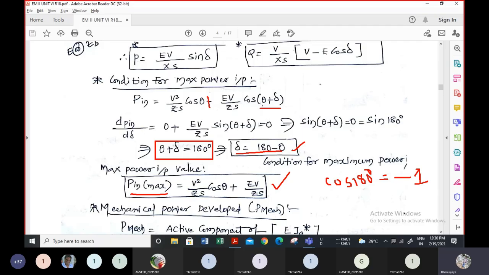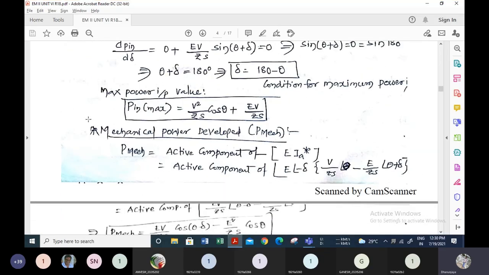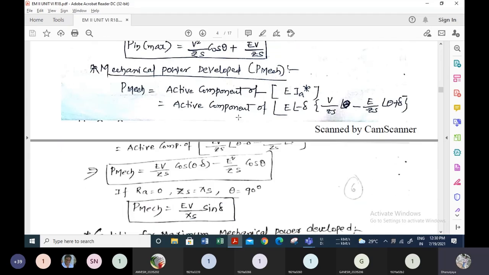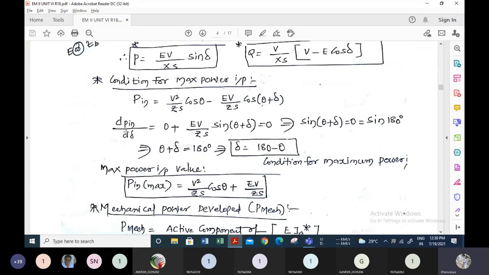You can expect this question for 10 marks: explain the power relations, active power and reactive power relations of a synchronous motor, and explain the conditions for maximum power input. All this can be asked here. So this is the maximum power input condition, V square by Zs into cos theta plus EV by Zs. Mechanical power input equals the active component of E into Ia conjugate. So this is the input power.